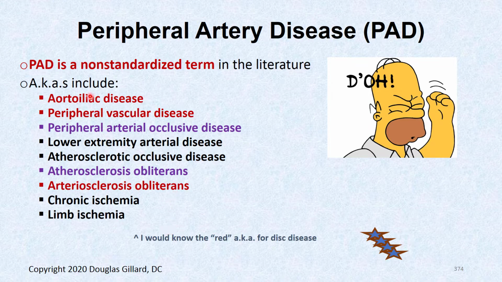So I would know, don't worry about these others. I mean, you could probably figure the rest of these out. But you should know the ones in red. Right? I can see the question. Blank, all of the following are AKAs for the term peripheral arterial disease, except for blank. And then I'd go through these, aortoiliac. Yeah, and I can put a fake one in there.